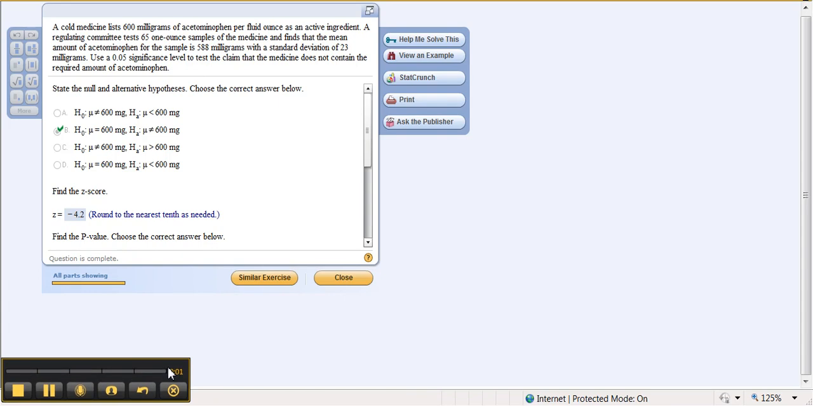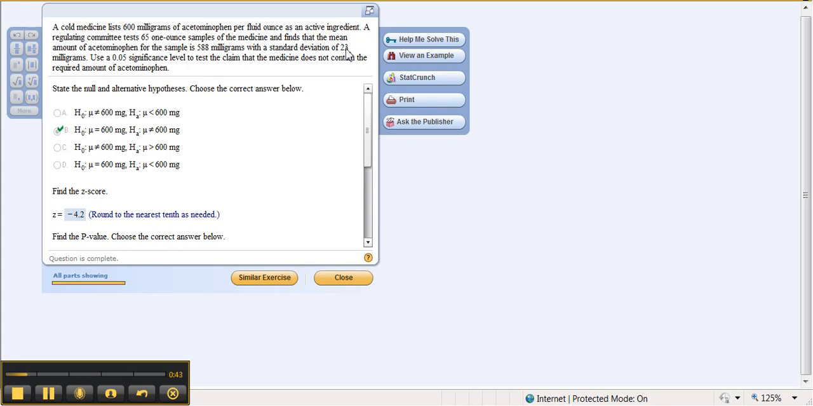I want to do a problem on hypothesis testing about a one sample mean, and I'm going to use this homework problem from my stat lab to talk about. This one says that a cold medicine lists 600 milligrams as what's supposed to be in there. They collected 65 1-ounce samples, and then they found the mean amount of acetaminophen for those, and it was 588, and the standard deviation was 23.